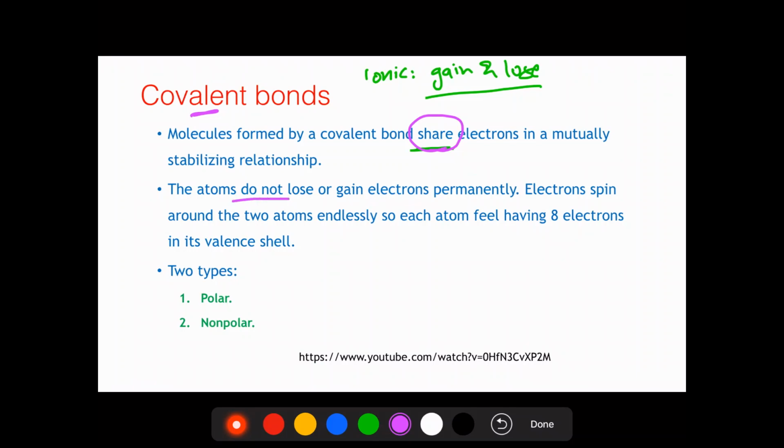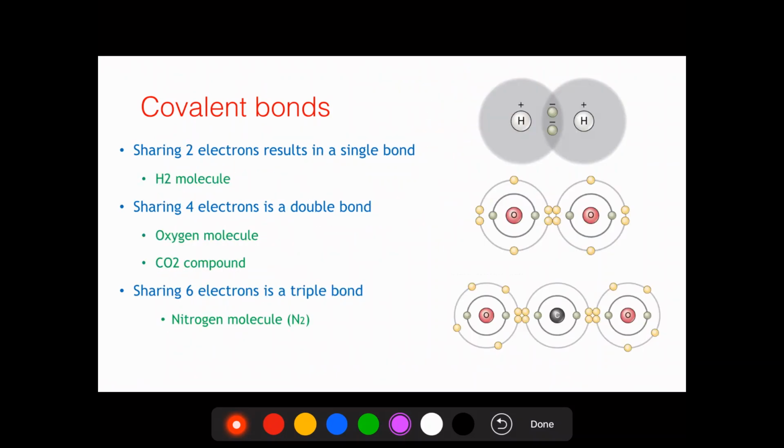So here, the atoms are not going to lose or gain electrons permanently. Rather, it's sharing. It means that the electrons are going to spin around the two atoms endlessly. So each atom will have 8 electrons in its valence shell. Okay, so we will see that these electrons are going to spend time around the two atoms. And in this case, each atom would feel that it has 8 electrons in its valence shell. For the covalent bond, we have two types, polar and nonpolar. Let's start with the polar covalent bond. With the nonpolar covalent bond.